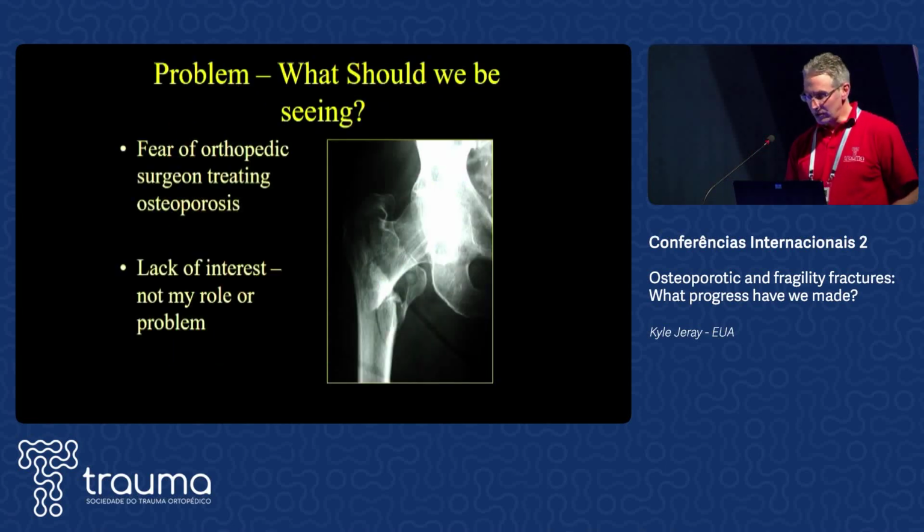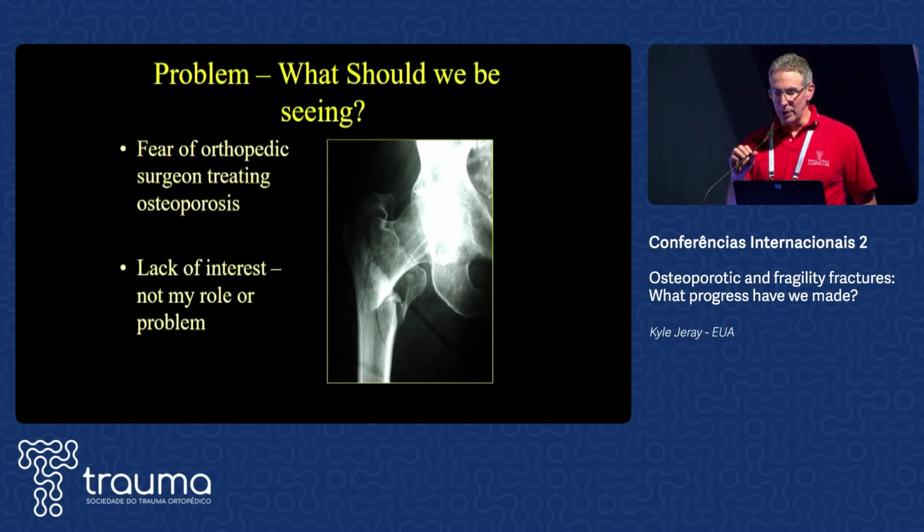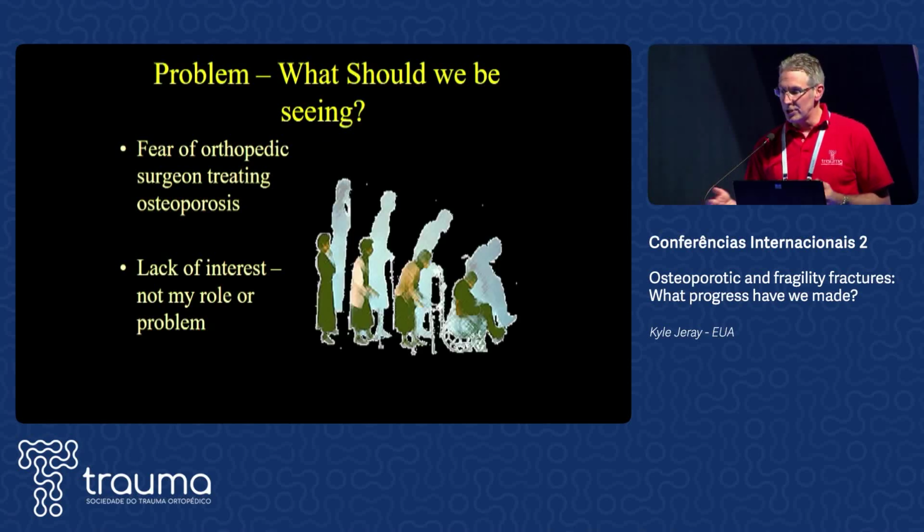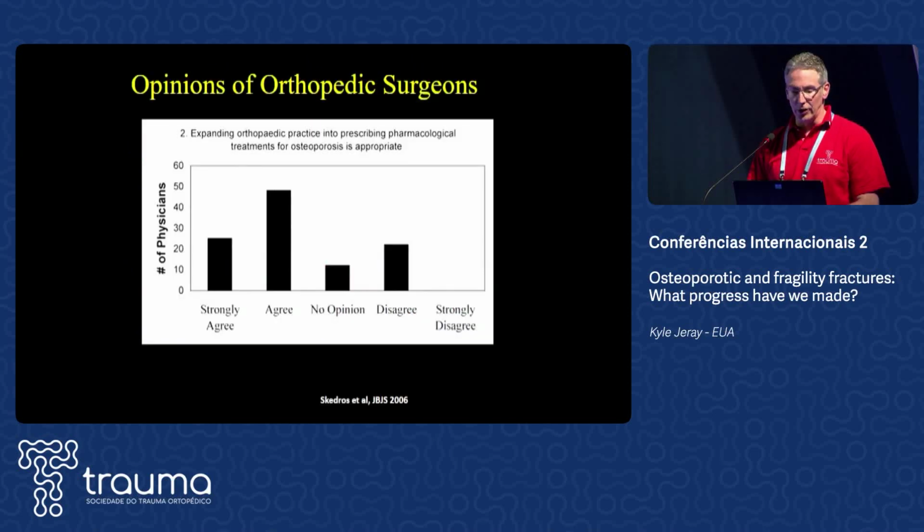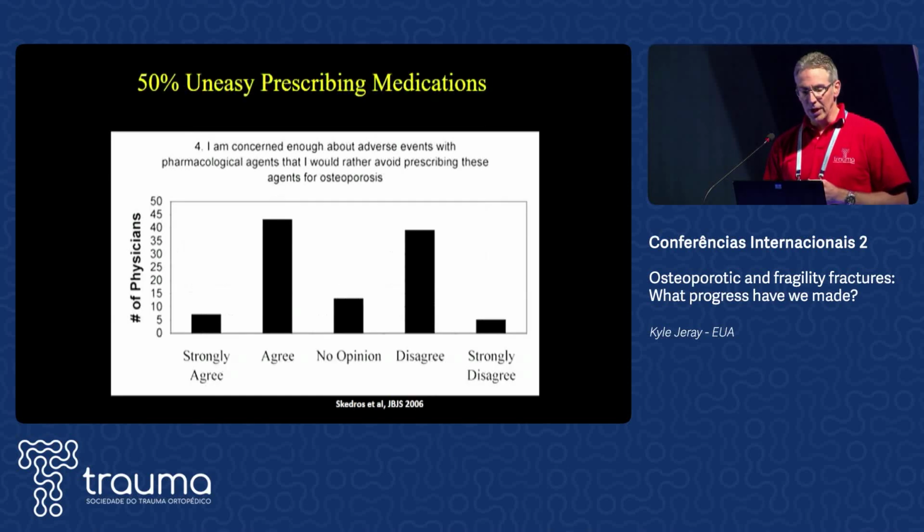So clearly we get stereotyped all the time, and I just use that to illustrate that we should be seeing more than just a fracture. We should really be seeing the patient, thinking about the underlying problem, and be prepared to treat the underlying disease. If we look at the opinions of orthopedic surgeons in a survey, most of us recognize that it is a problem and we should be doing something about it.